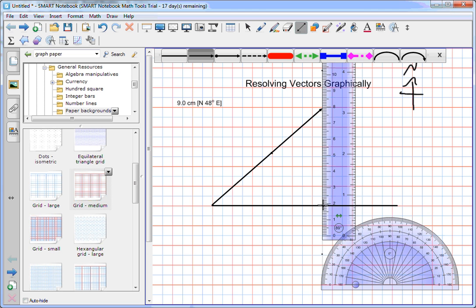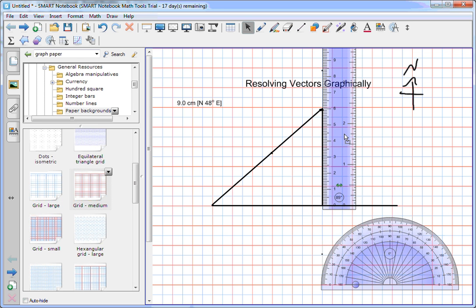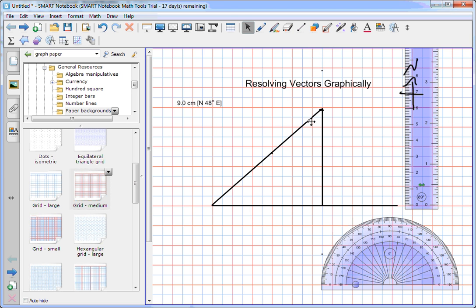Draw a vector from this line up to the tip of your beginning vector, then measure it, and we see that it looks like 6.0 centimeters long. This is 9.0 centimeters.